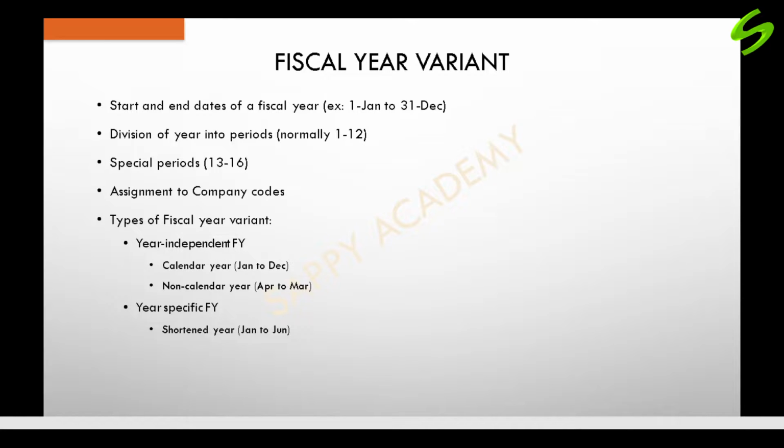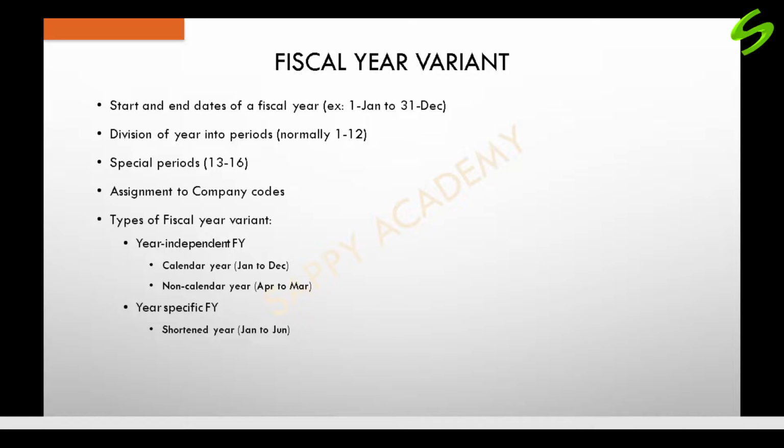Types of fiscal year variants. There are two types of fiscal year variants in SAP: year independent fiscal year variants and year specific fiscal year variants. Year independent fiscal year variant. The year independent fiscal year variants can be calendar year or non-calendar year. The calendar year fiscal year variant, as the name says, is from January to December of a normal calendar. And the non-calendar year can be anything other than the normal calendar year, for example, April to March.